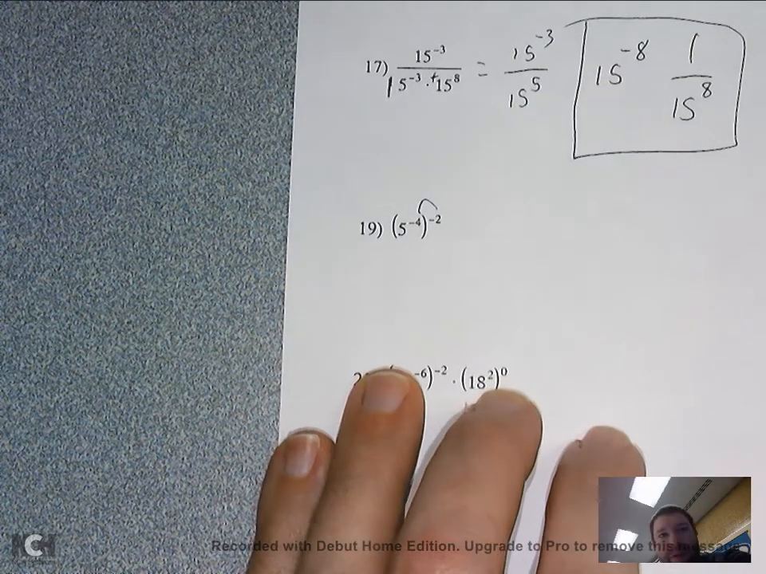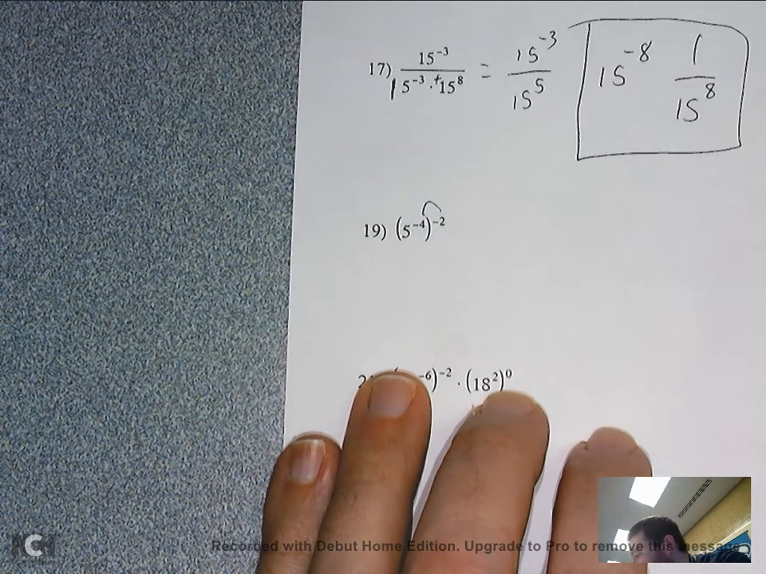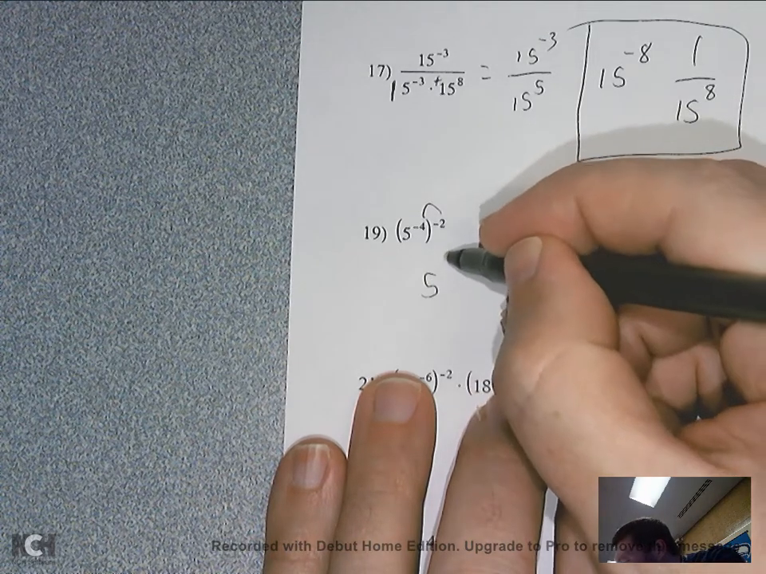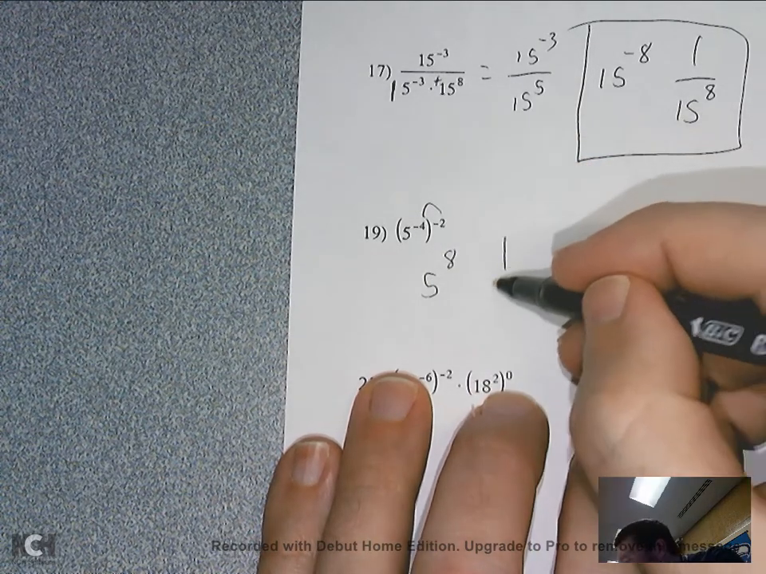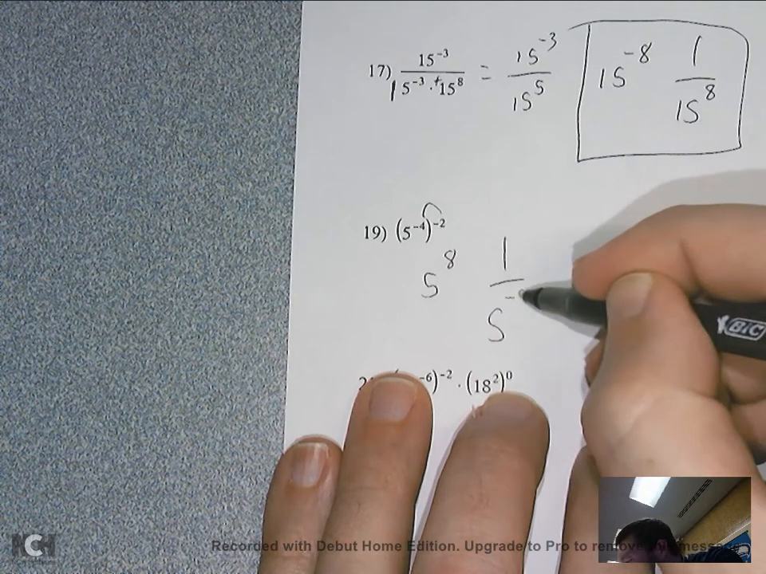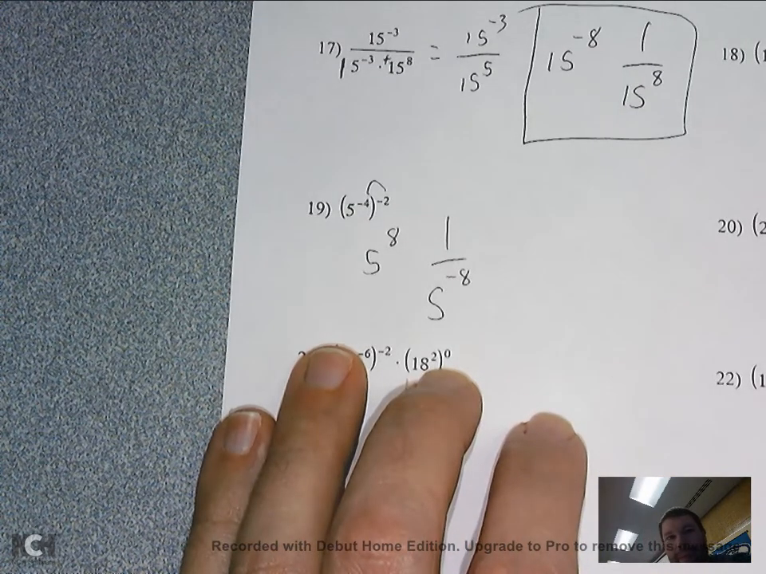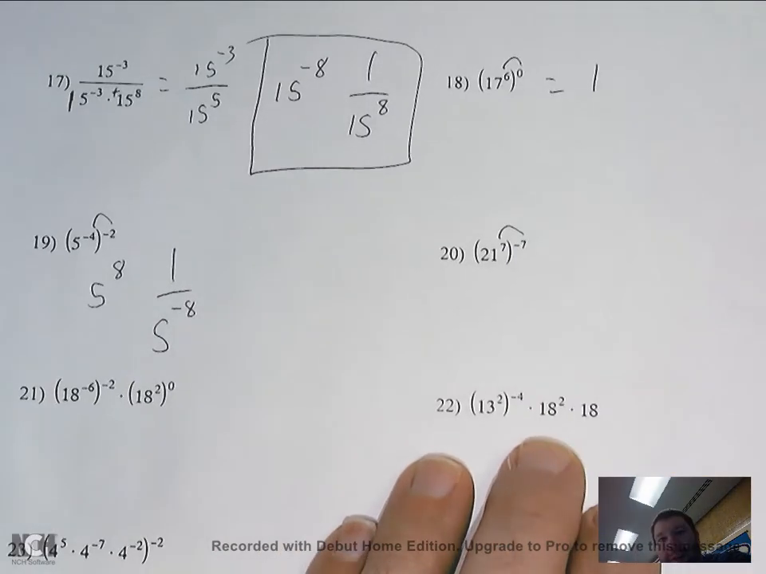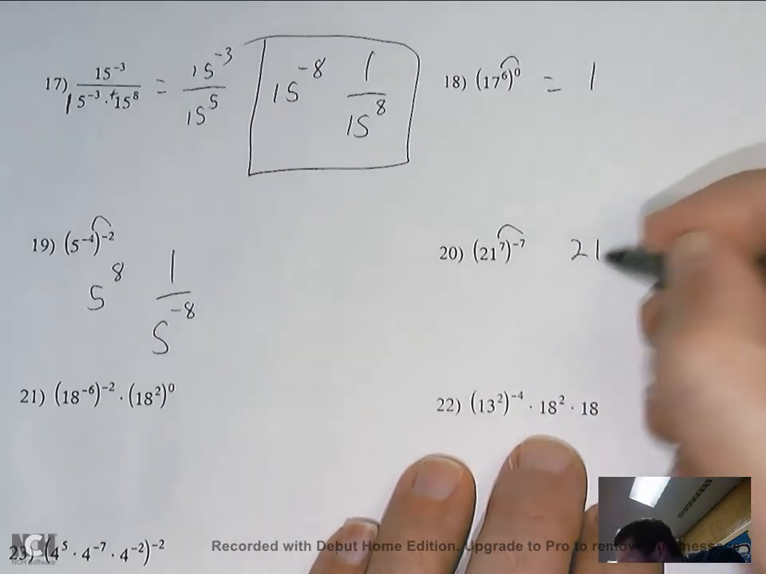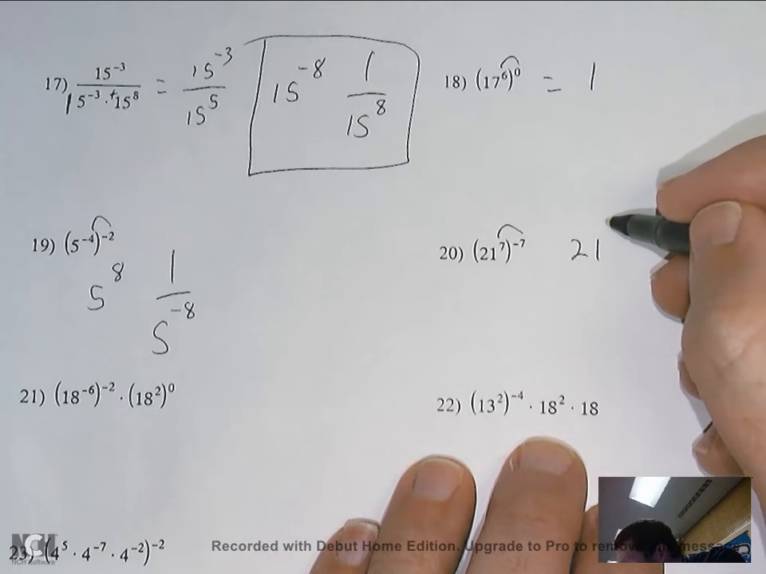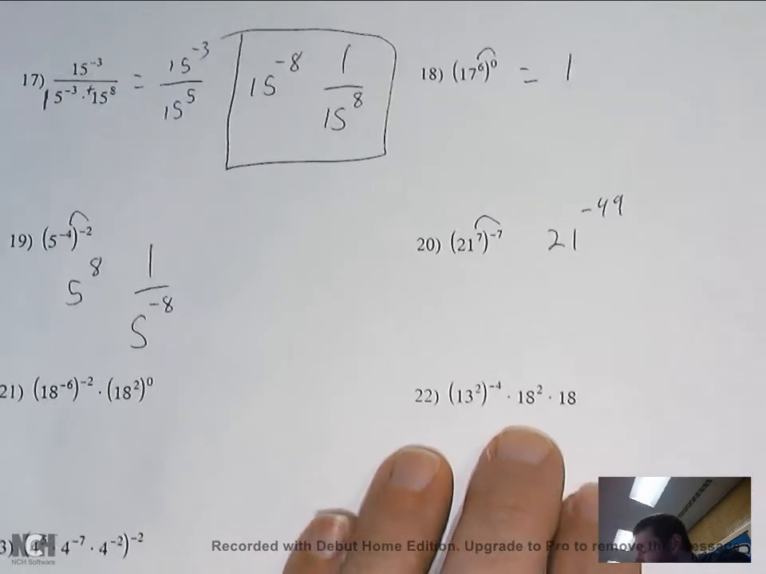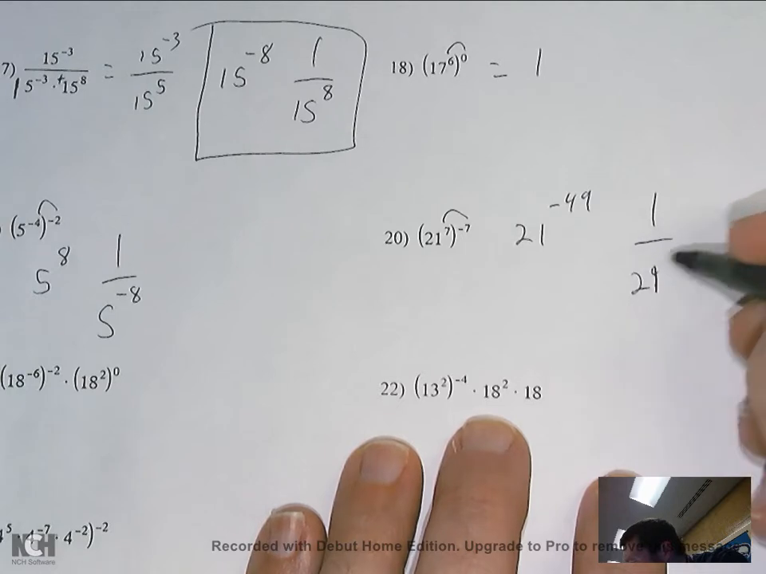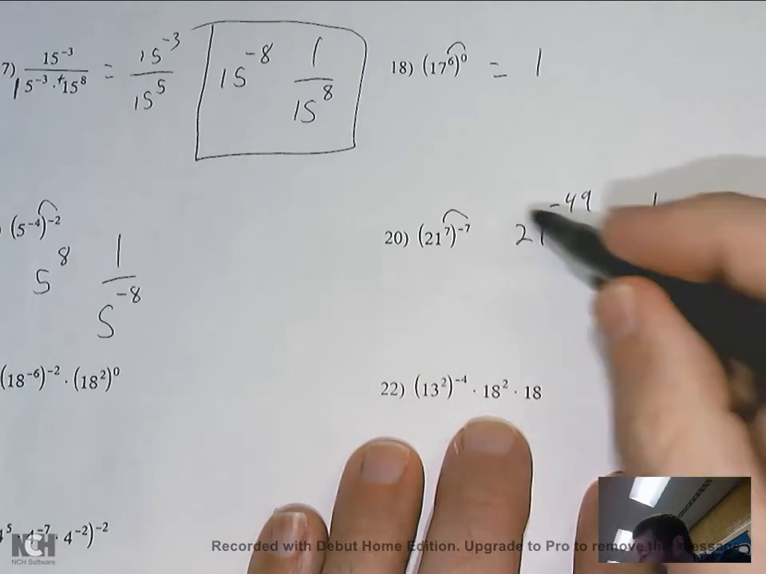Negative 2 times negative 4. So when we multiply, it's going to become positive 8. And then I write the negative exponent 5 to the negative 8. Okay. Multiply 7 and 7 becomes 21 to the negative 49 or 1 over 21 to the 49th power.